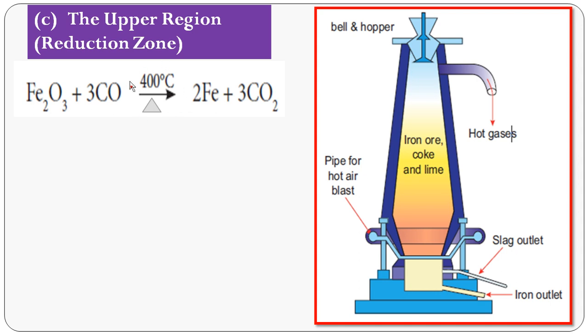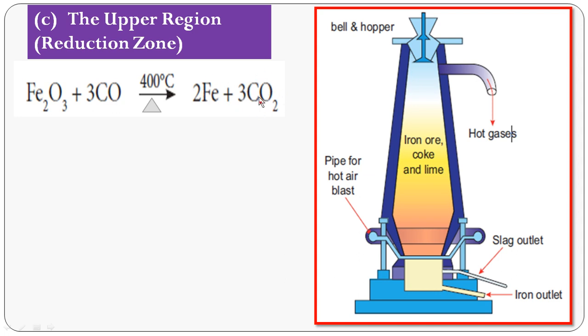What happens here? Fe2O3 is ferric oxide. FeO means ferrous oxide. Fe2O3 means ferric oxide. Fe3O4 means magnetic oxide. Here carbon monoxide reduces ferric oxide to iron. This iron is a spongy iron with the liberation of carbon dioxide.